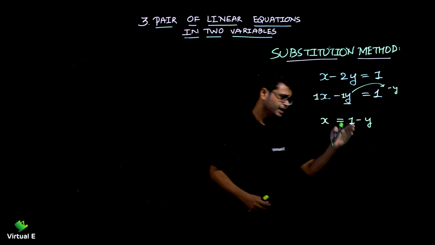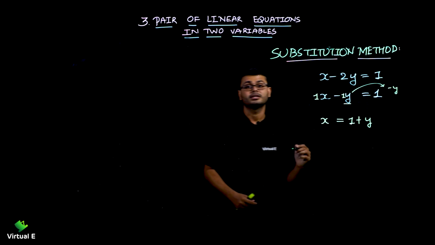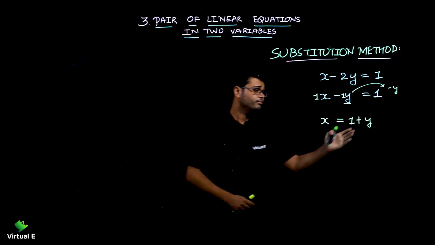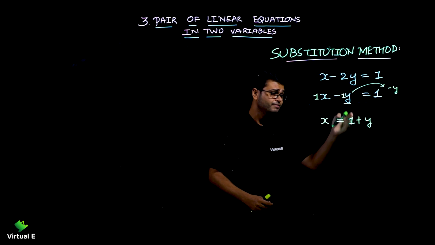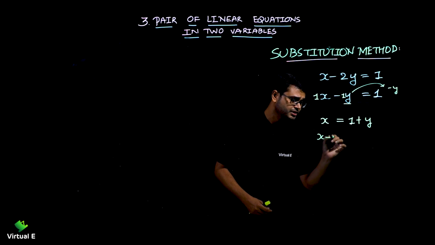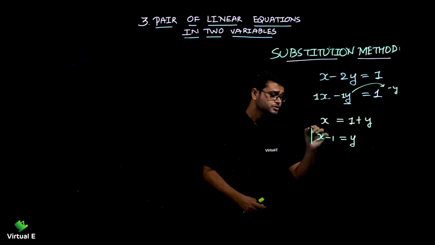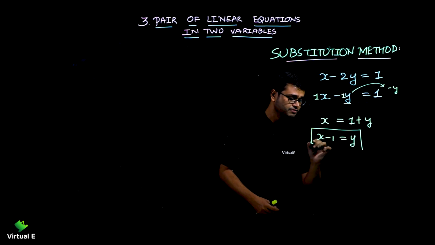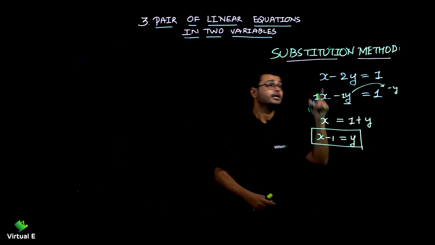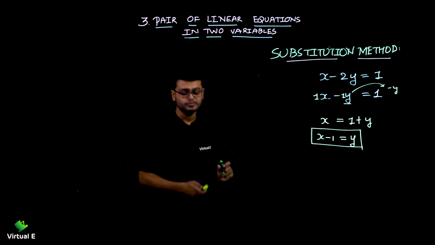Now I want to make y the only subject. So I will shift 1 over here. So this is plus 1 and that will become minus 1. So x minus 1 is equal to y. So I am going to substitute y is equal to x minus 1 in the first equation, which is x minus 2y is equal to 1.